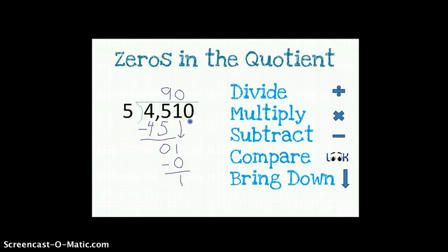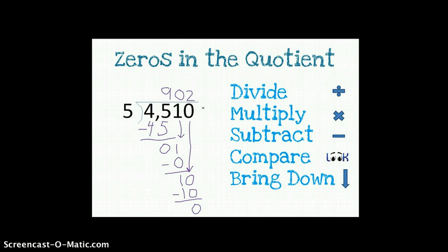And then I bring down my 0, which makes this 10. And then how many times will 5 go into 10? And the answer is 2. This is why it's so important to know your math facts. 2 times 5 equals 10. Then I'm going to subtract. I'm going to get 0. Compare. 0 is smaller than 5. There's nothing left to bring down. And I have no remainder.